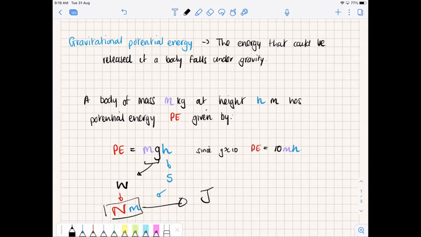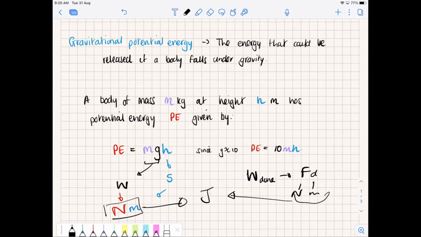So even though it's mass times gravity times height, how can it be the same? Well, if you break the units down, mass times gravity is a force, and force times distance. Remember when we learned about work done, we said work done is force times some distance. So force is newtons and distance is meters. And that's how all of these tie in together.